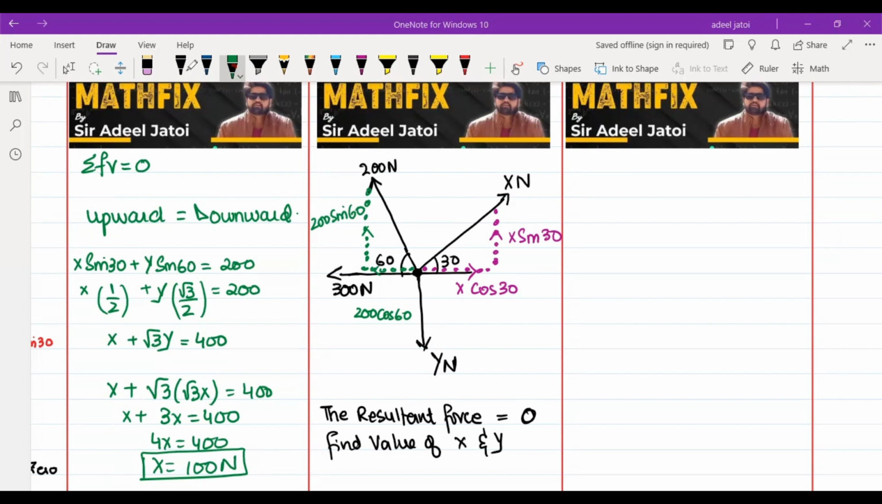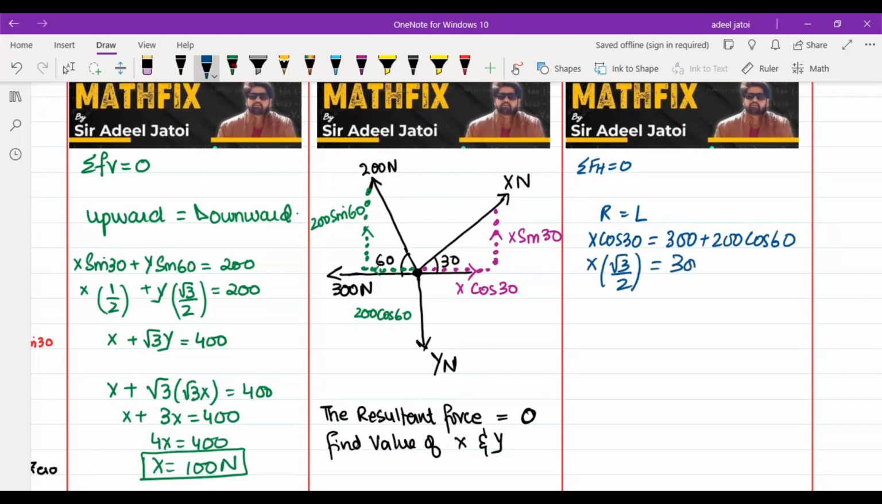So let's just work upon the horizontal force, and then we can work upon the vertical force again. Summation of force horizontal is equal to 0, since it is at equilibrium state. So right minus left, right is equal to left. Right is x cos 30, whereas left can be 300 plus 200 cos 60.